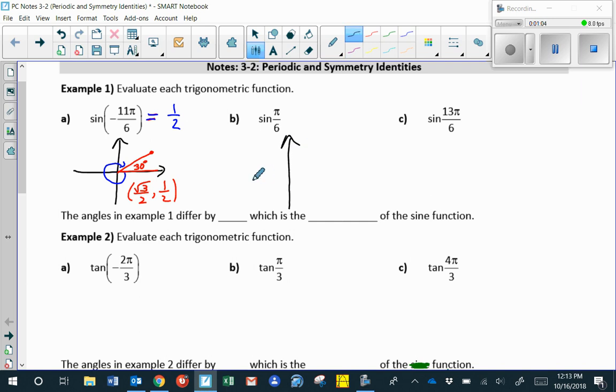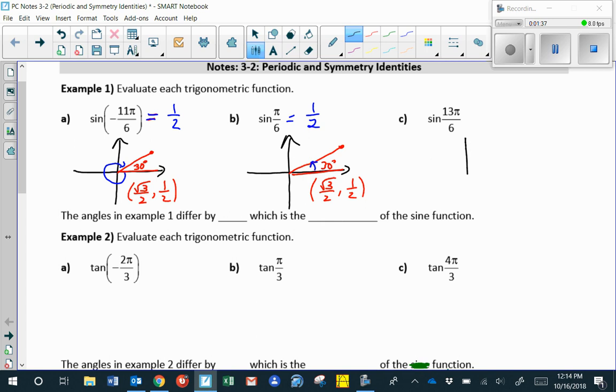Similarly, we can draw an angle of pi over 6. That's a counterclockwise angle. The reference angle will be, again, 30 degrees. And so the coordinates of the point where that terminal side intersects the unit circle are square root of 3 over 2 comma 1/2. So the sine of that angle is equal to the second coordinate, positive 1/2.